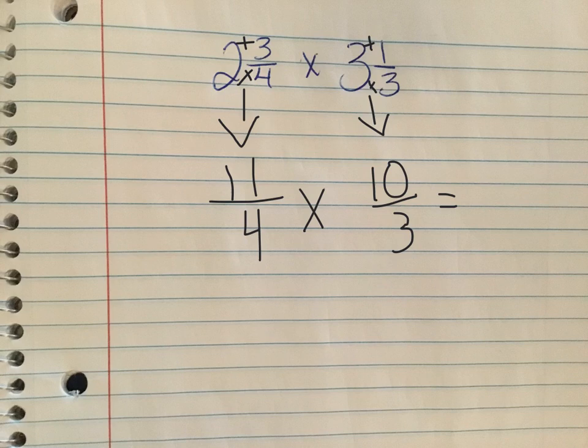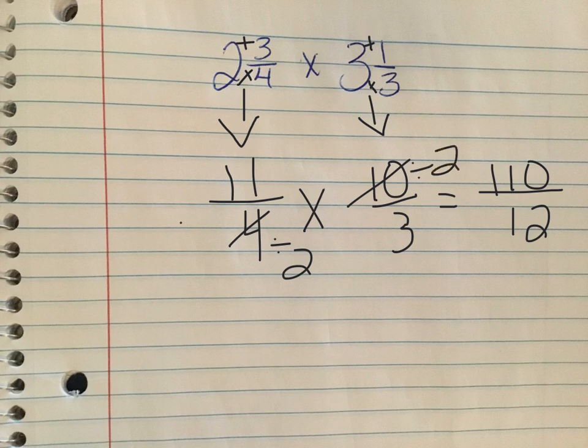Well, 10 times 11 is 110. And 4 times 3 is 12. This is one of those situations where cross-reducing would come in handy. We could say, hey, these are both even. Let's divide by 2. And say, okay, 4 divided by 2 is 2. 10 divided by 2 is 5. And instead of having this and this, we would have 55 over 6.